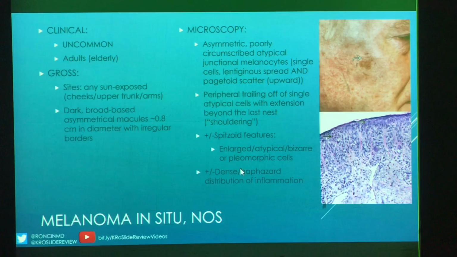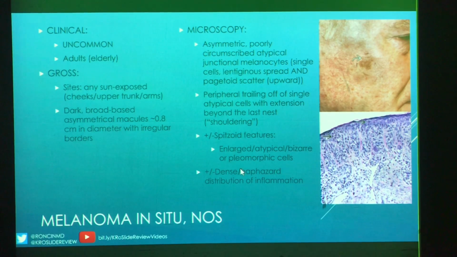So melanoma-in-situ is uncommon, thankfully, tends to occur in elderly adults, and it's in sun-exposed areas. These are irregular, dark, asymmetric macules, so all things that we don't like. They tend to be relatively small and have irregular borders, so we don't like any of that.